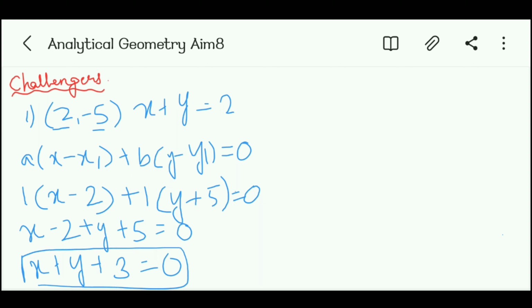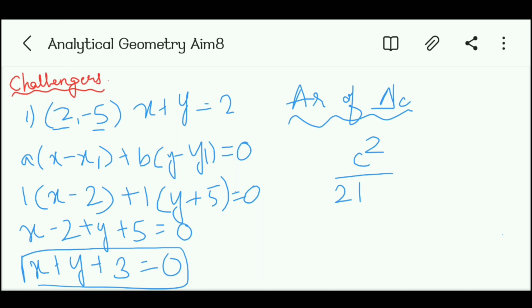Now for this we are going to find the area of triangle. So what is the area of triangle formula? C square by 2 into modulus of AB, right? So this is the formula. So let's just substitute the values. So C is 3, as you can see.